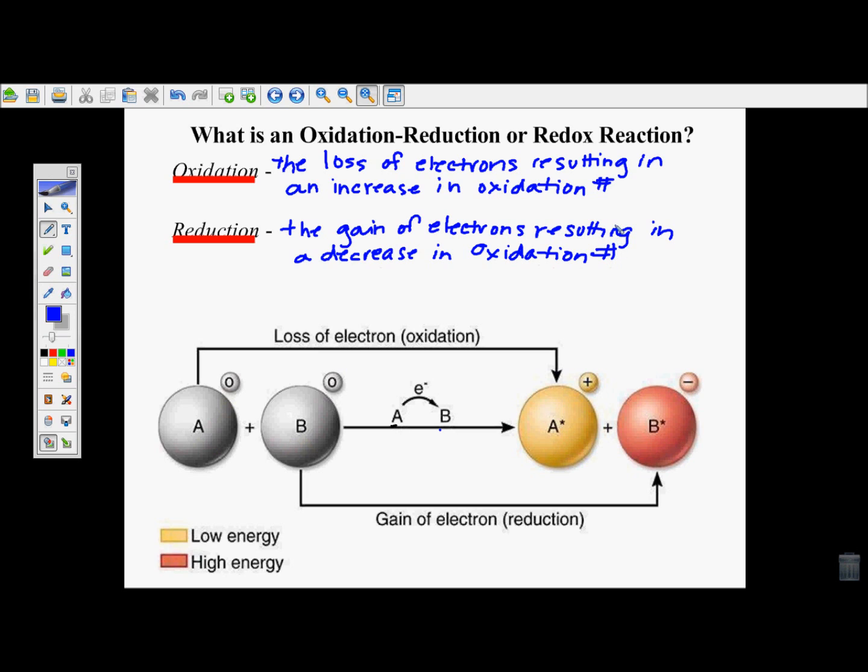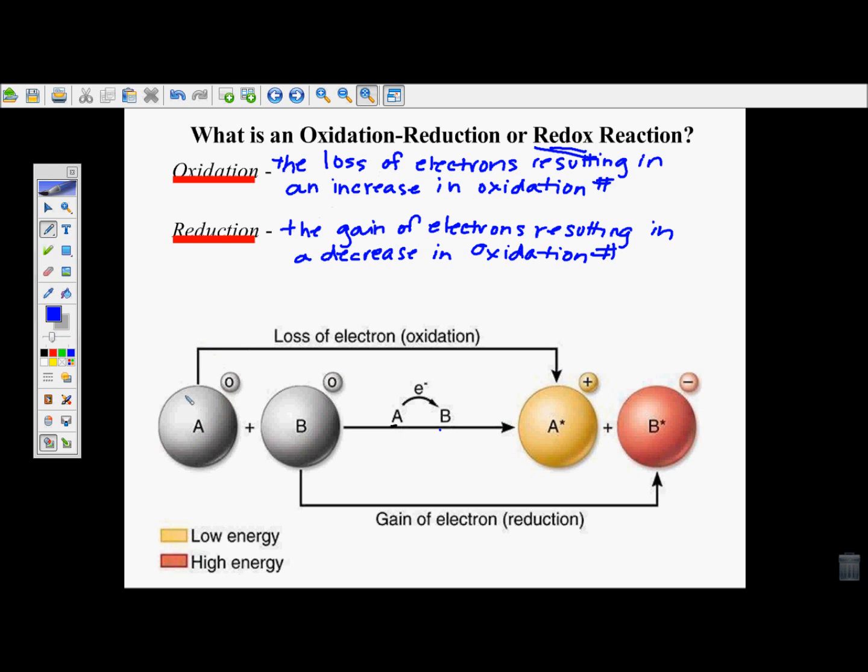Now, since there's no electron store where you can gain electrons and there's no electron donation spot, oxidation and reduction must occur in pairs, because one element can't donate electrons without having another element to receive them, and vice versa. You can't receive electrons unless there's another element willing to donate them. So these always come in pairs, oxidation and reduction, or redox.